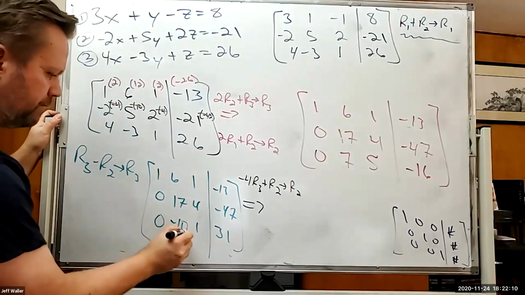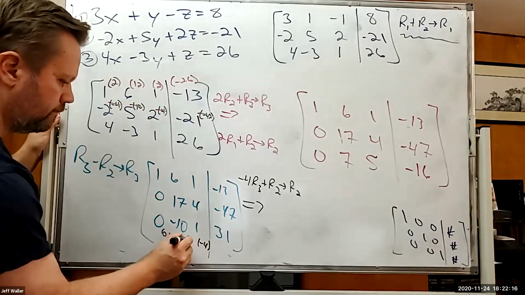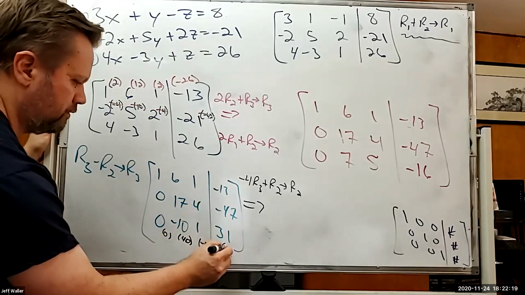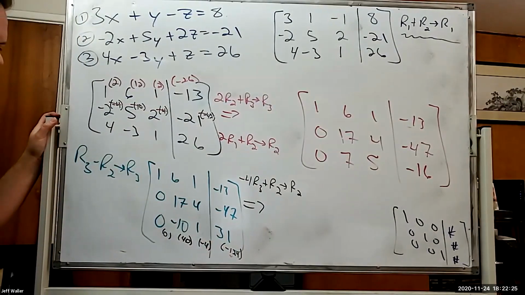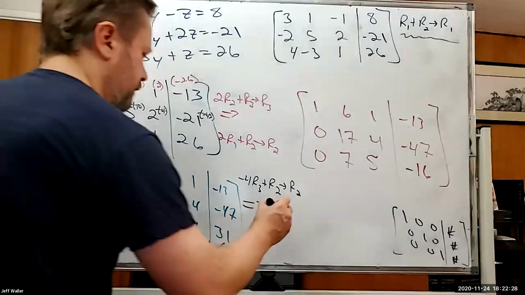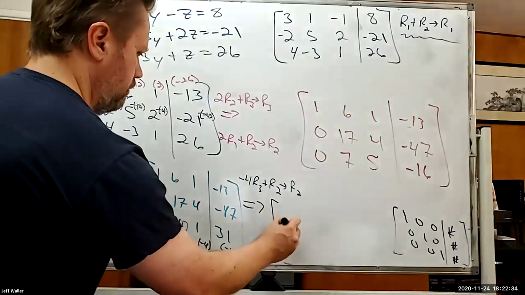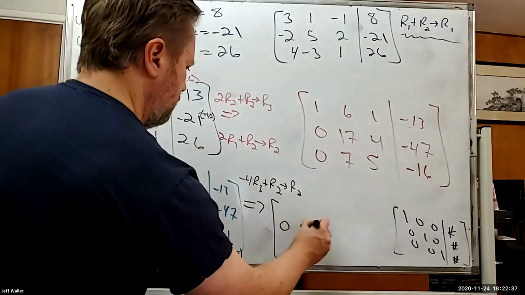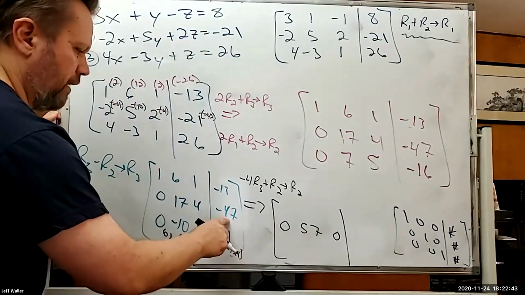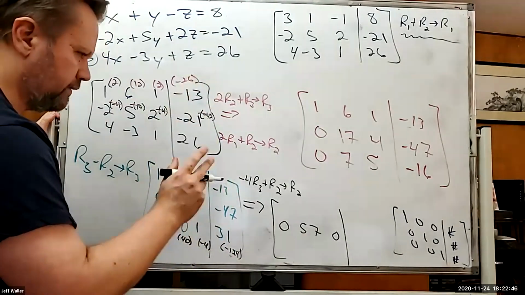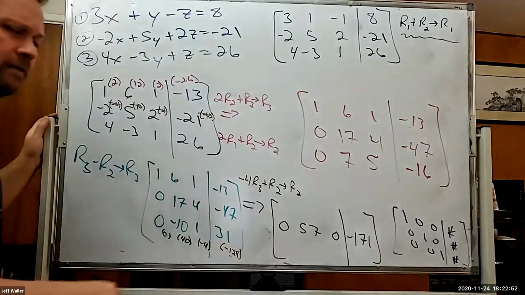So if I do -4 times row 3, I'll get 0, 40, -4, and -124. Let's see what happens. So 0 plus 0 is 0. 40 plus 17 is 57. -4 and 4 is my 0 I wanted. -124 minus 140, minus 47 is -171. Please tell me, yes, right? 57 goes into 171.